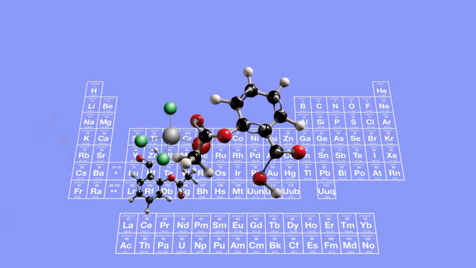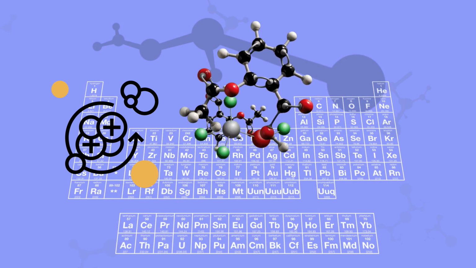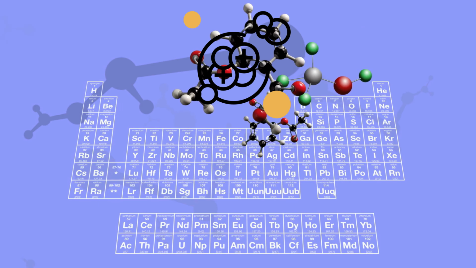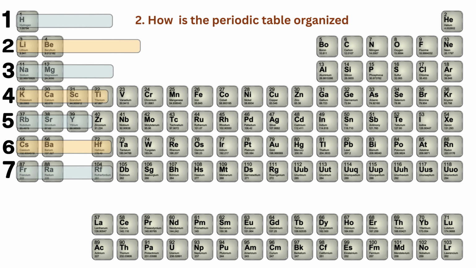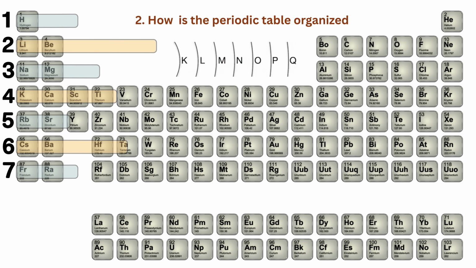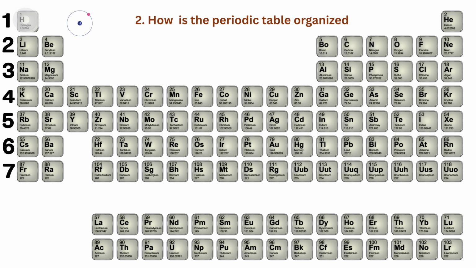Today, the modern table is arranged by increasing atomic number, which is the exact number of protons in an atom's nucleus. So, how is this map organized? The table has 7 horizontal rows called periods. Each period represents a new energy level, or electron shell, for the atom. For example, hydrogen is in period 1 with 1 shell. Sodium is in period 3 with 3 shells.